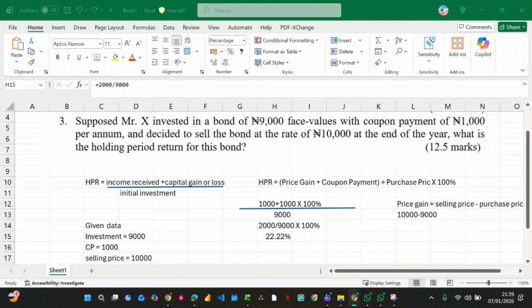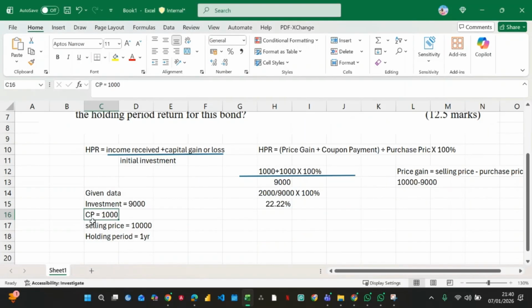Please, if you don't mind, I think you should put the formula with the values that we understand, because I know the formula is price gain plus coupon payment over purchase price, times 100, so that most people can understand it here. I went through the material, that's why I understand it.